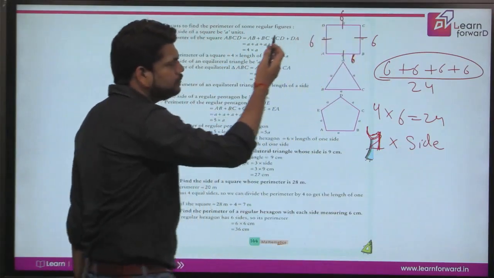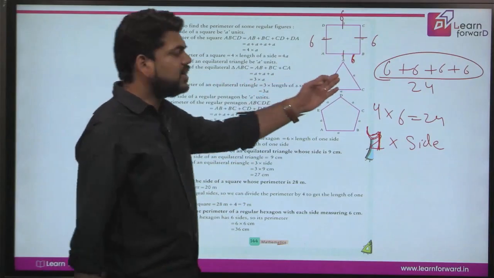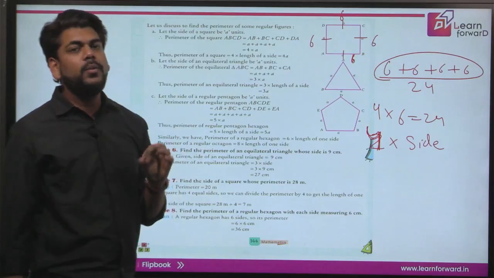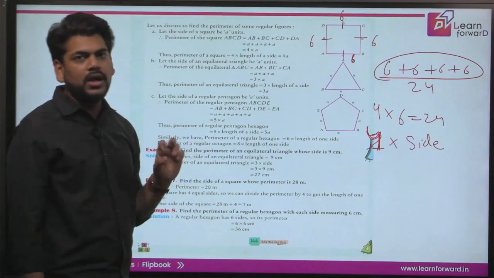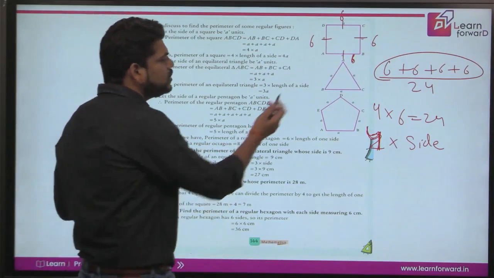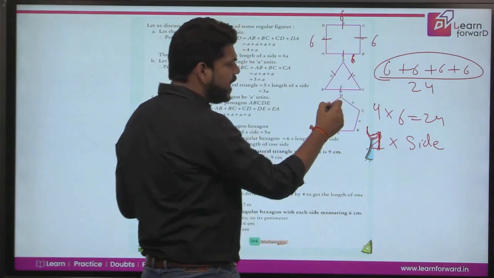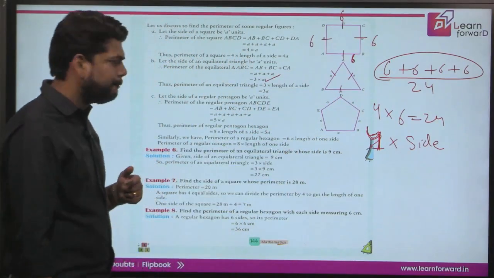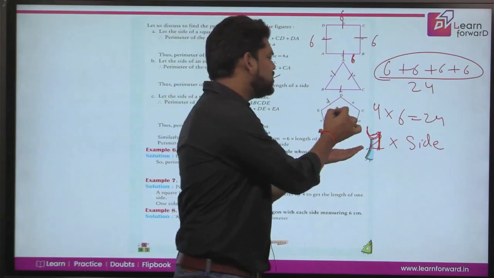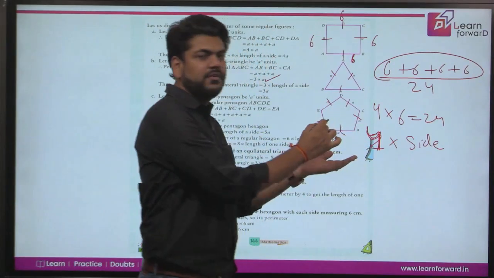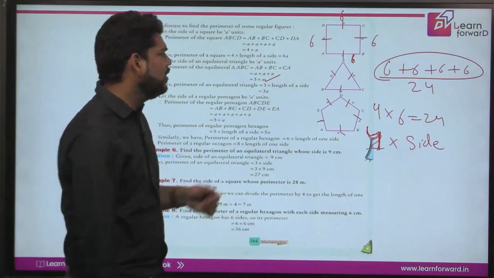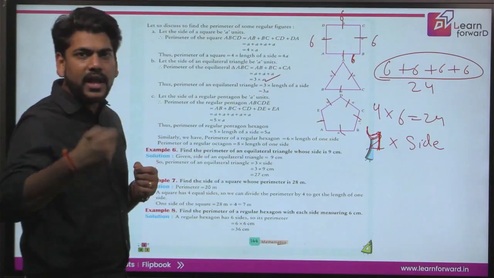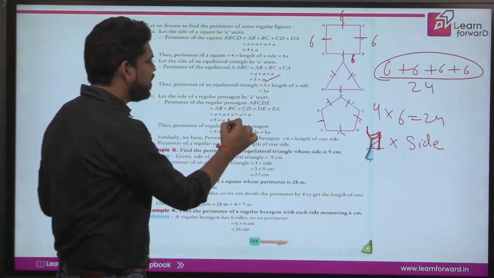Next, it's a triangle. All 3 sides are equal. We have already studied. What do we call a triangle whose all sides are equal? Equilateral triangle, right? So the perimeter is A plus A plus A. How many A? 3. So the answer is 3 multiply A. Next, how many sides does this shape have? 5. So the name is pentagon. How many A's are there? 1, 2, 3, 4, 5. So when we add the A 5 times, the perimeter is 5 into A.